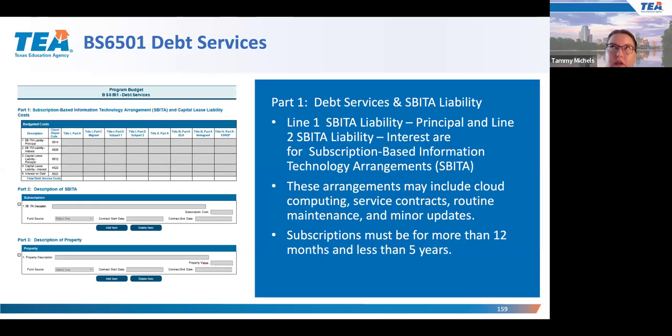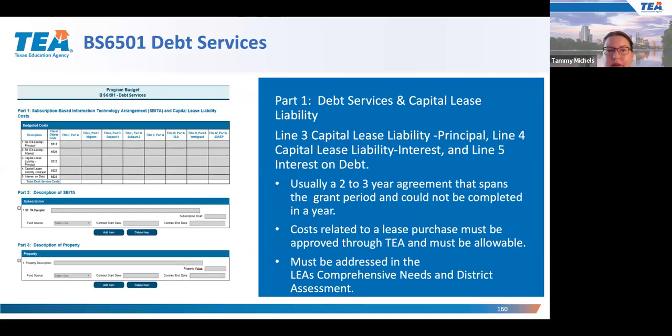So for example, this one I believe is July 1st of 24 to July, I'm trying to remember the exact date. It is 1 year. In line 2, enter the amount being charged for interest on the SPIDA, again for the grant period only. Now let's move to the next slide.